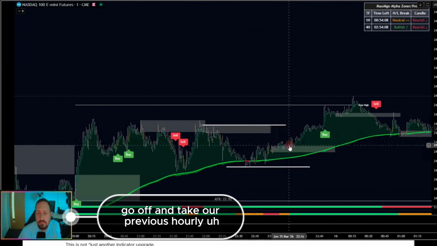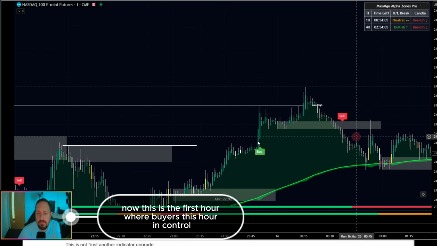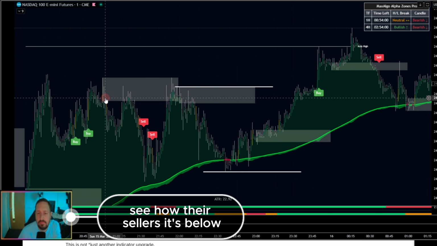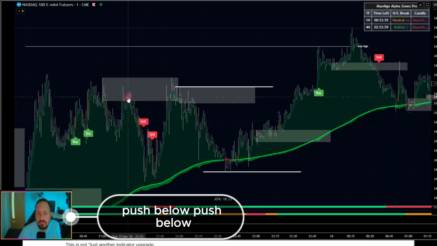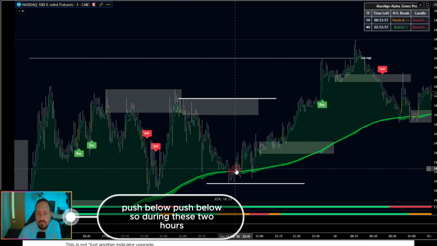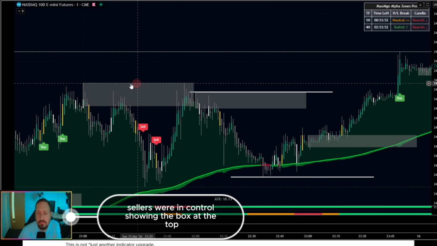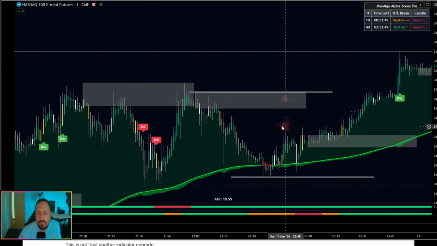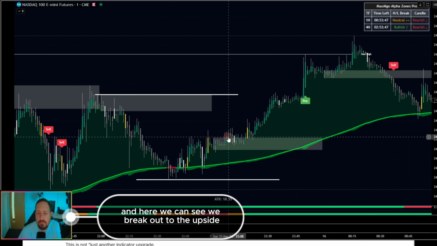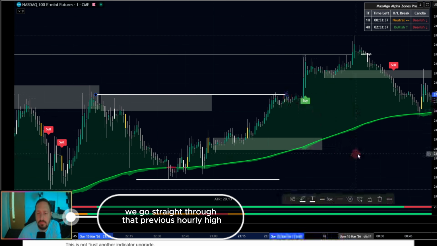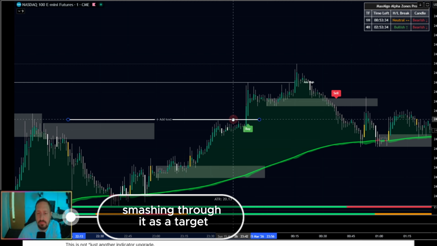previous hourly high. Now, this is the first hour where buyers this hour are in control. See how they're sellers, it's below, push below, push below. So during these 2 hours, sellers were in control, showing the box at the top. And here you can see we break out to the upside, come back, buyers hold the zone, and we break out. And again, we go straight through that previous hourly high, smashing through it as a target.